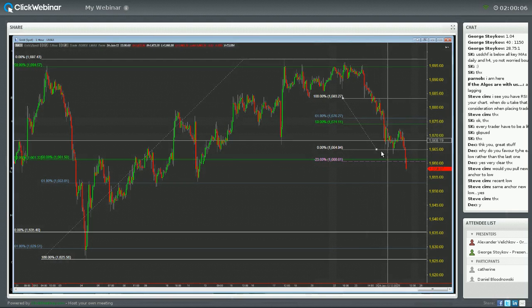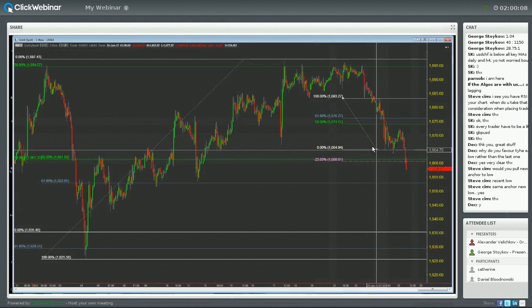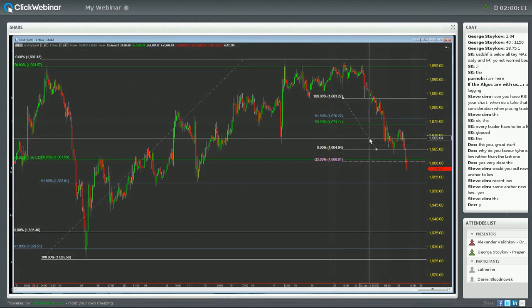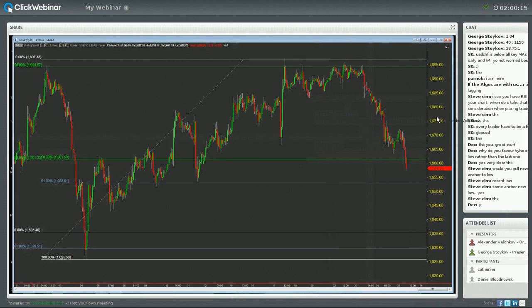We'll see how it's going to develop. I hope it doesn't plummet into extensions, because then we're not going to have a chance to go in.